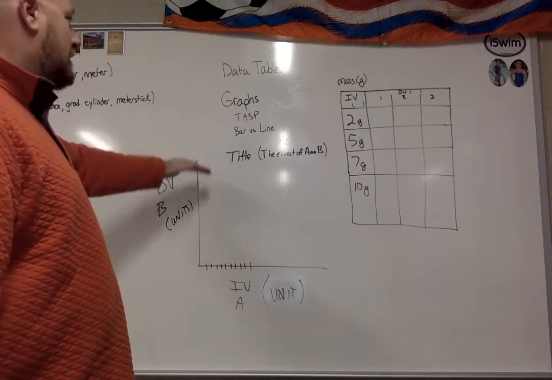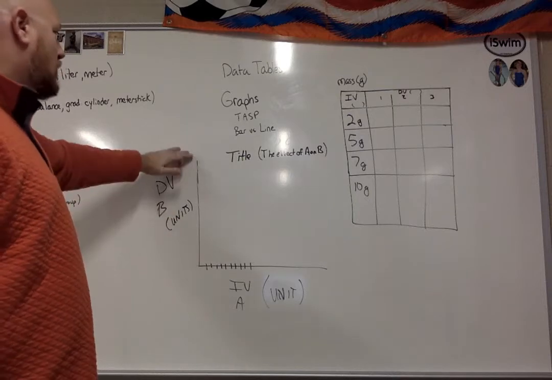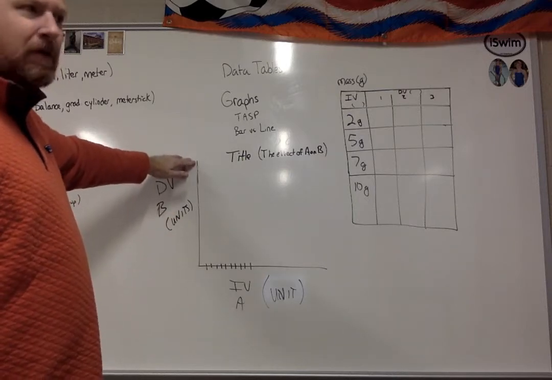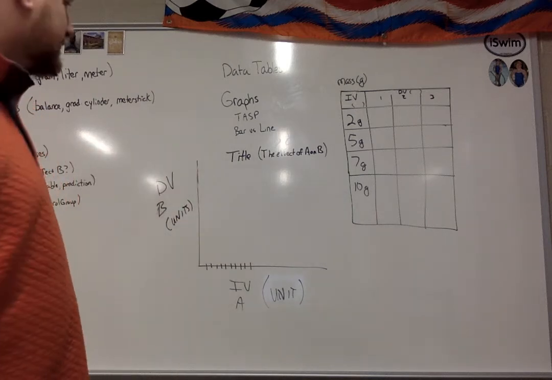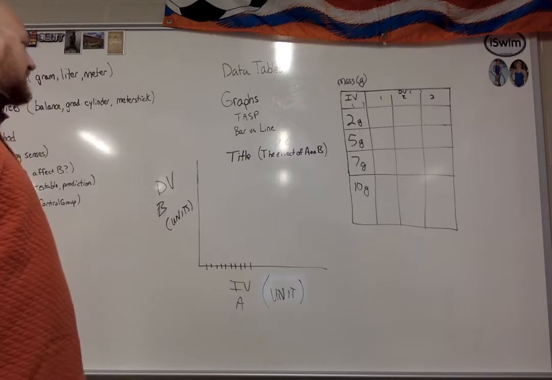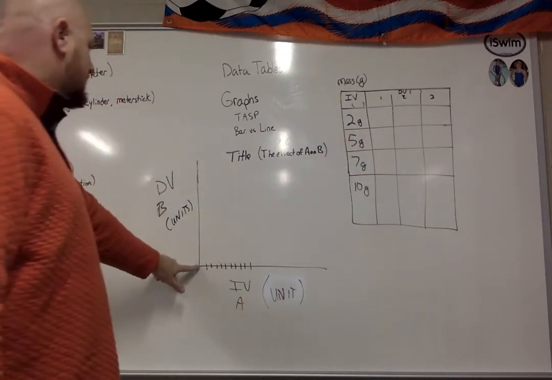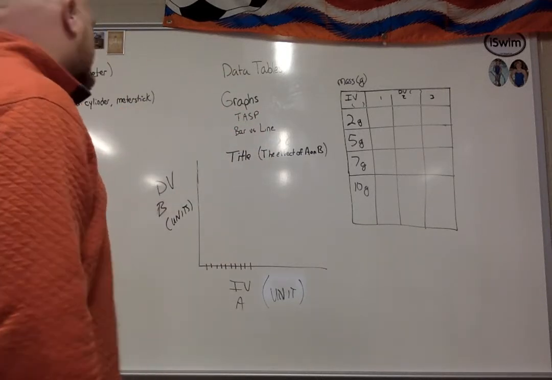Same thing with my time. If I notice my time only went up to like 3 seconds, I wouldn't want to number this up to 10, right? Maybe 5, but I would want to number it to just above my highest value. So that's going to be the scale. Make sure we have it numbered evenly. We're starting at 0, 0, and we're using the whole part of the graph that we can.